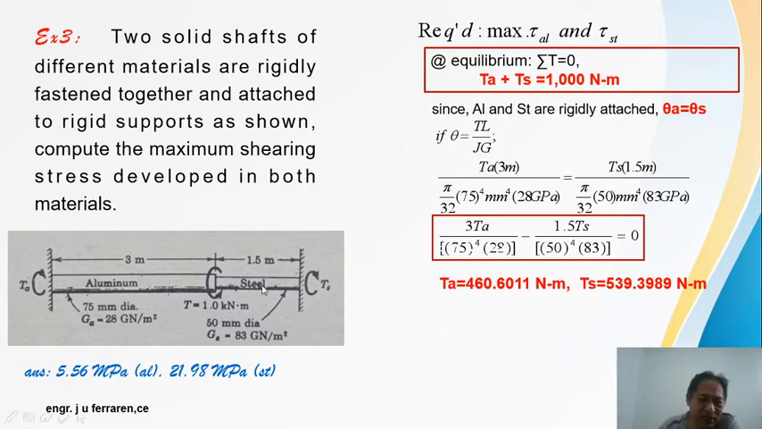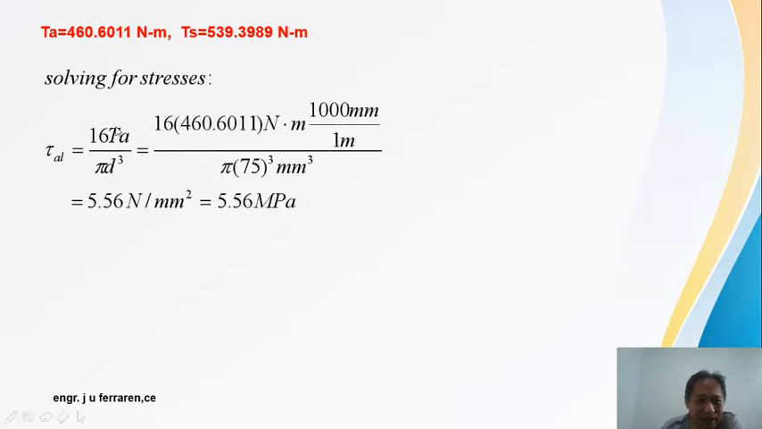Actually, these are solid shafts. So we can have the torque we obtain. Then we also have the stresses. As per formula, we have this, then we just substitute. So 16 T over pi d cubed, this one.